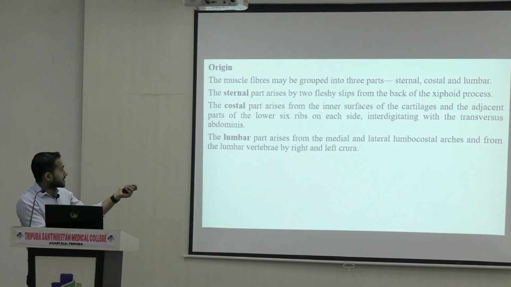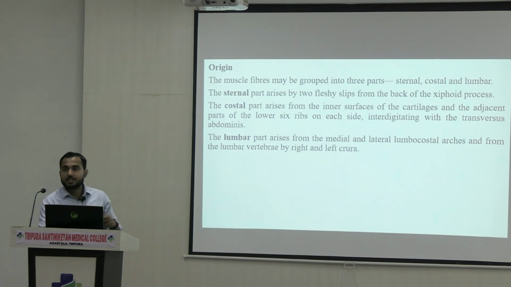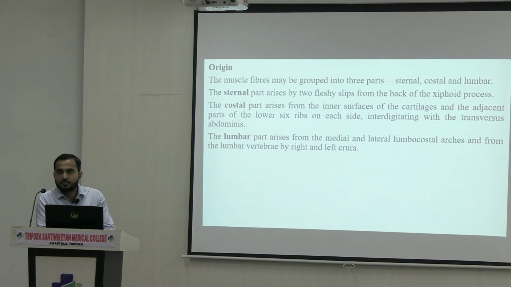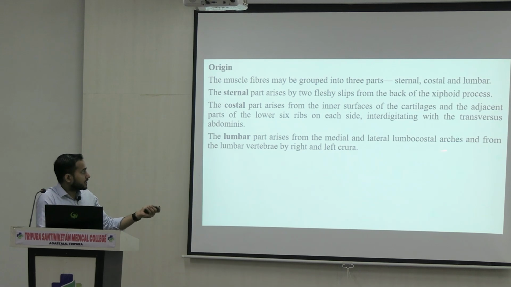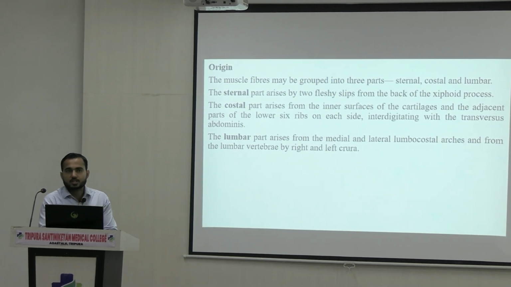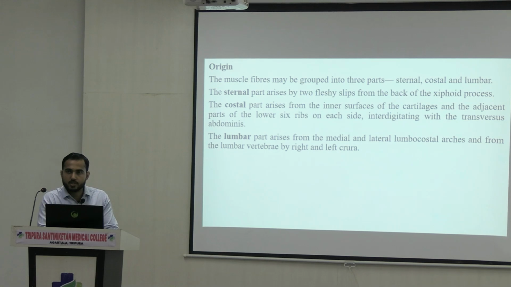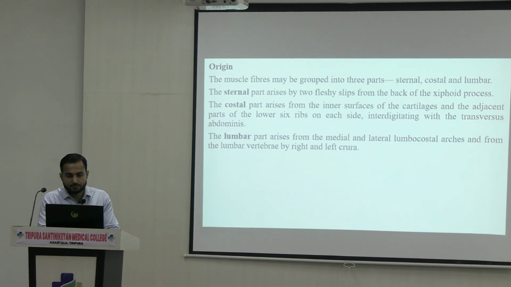So the costal part arises from the inner surface of the cartilages and the adjacent part of the inner surface of the lower ribs, lower 6 ribs from each side. When it is arising from the lower 6 ribs of each side, it is interdigitating with the transversus abdominis muscle, because we know the transversus abdominis muscle is also arising from that part. This is how the origin takes place, from the ribs as well as the costal cartilages. Which ribs? Lower 6 ribs, that also inner surface.